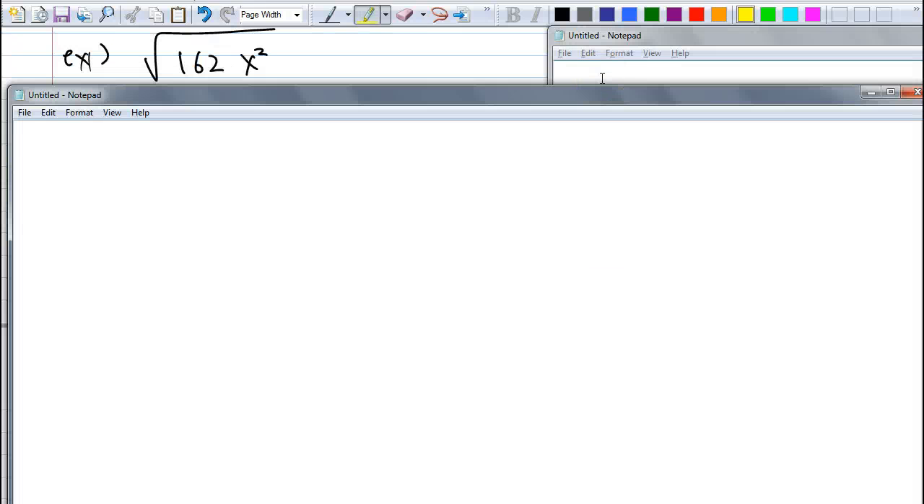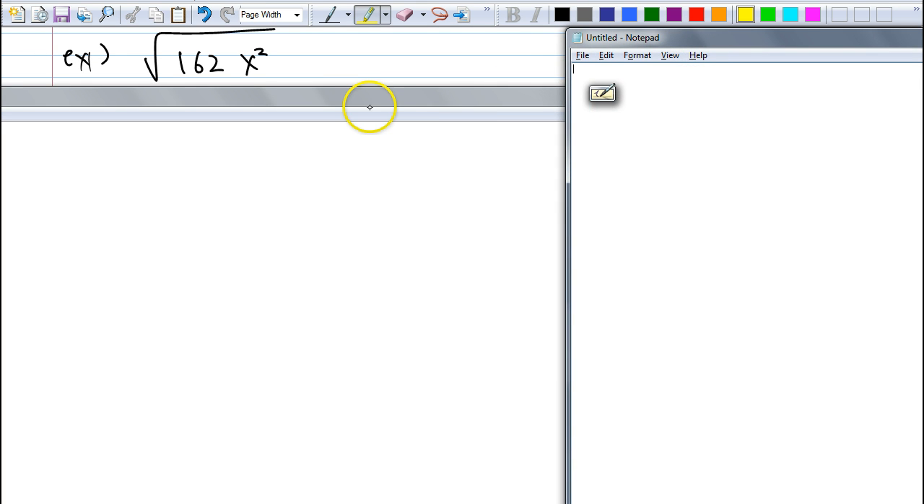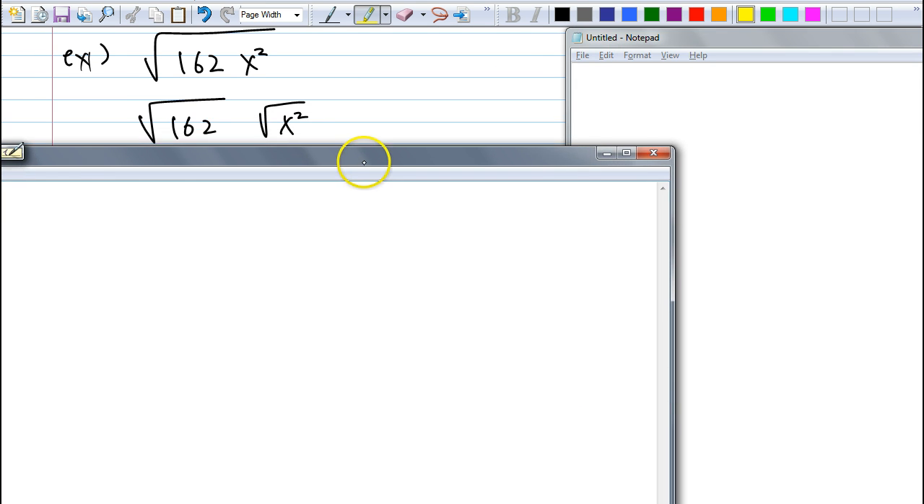So let's look at this now. I've got the square root of 162x squared. Remembering one of those rules that we learned before, the square root of a times the square root of b is the square root of ab, could we rewrite it this way? Yeah. The square root of 162 times the square root of x squared. Your a in this case is 162, and your b is x squared. Now go ahead and everybody simplify.